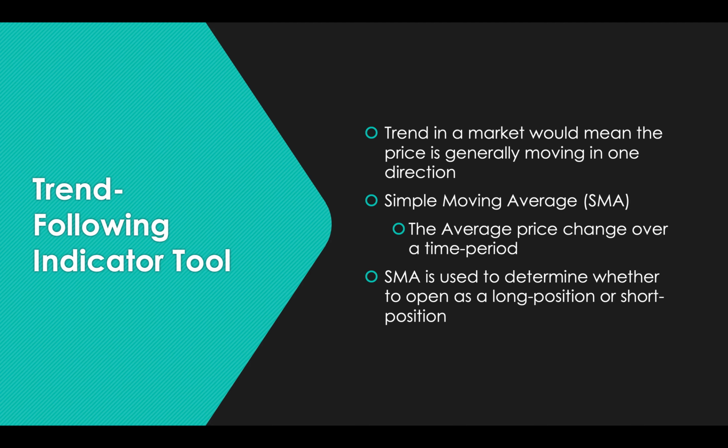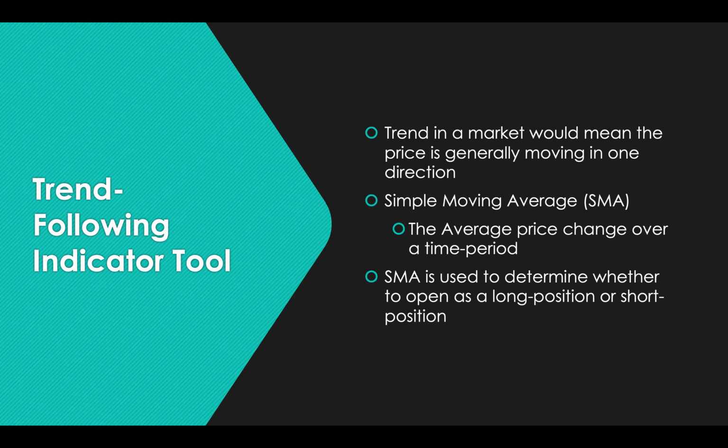The simple moving average is basically used to calculate the average price change over a time period. So to take a step back, a time period is basically the interval that you as a trader would select. So to take an example, let's say that the interval that I would select is 1 hour, and I want to take an SMA of the Euro USD currency pair over 5 periods. So that is mainly saying that I'm calculating the SMA over 5 hours.